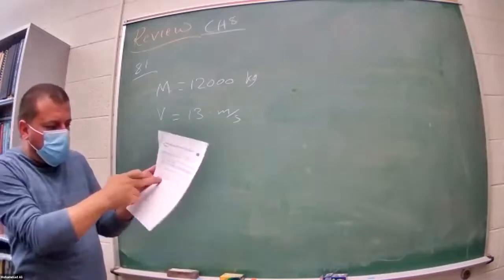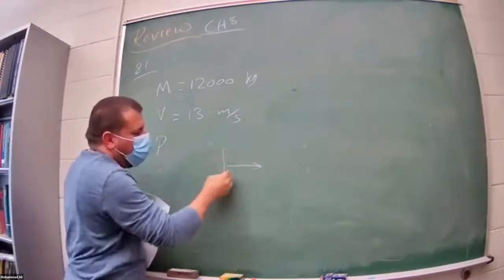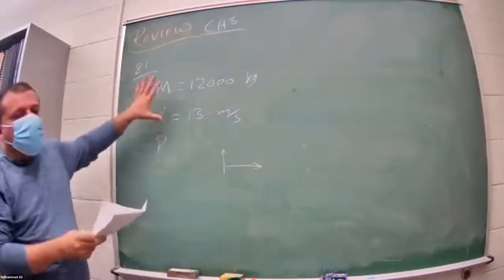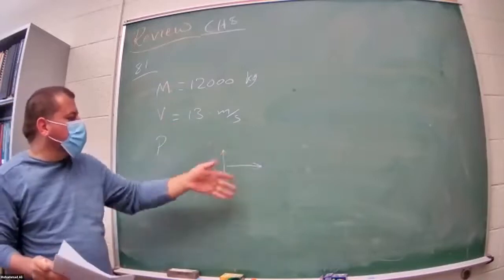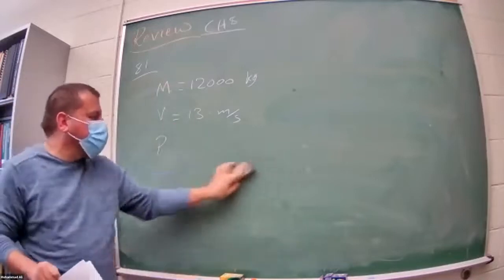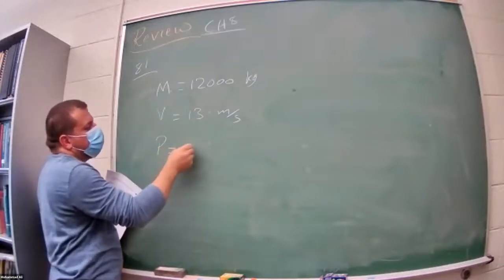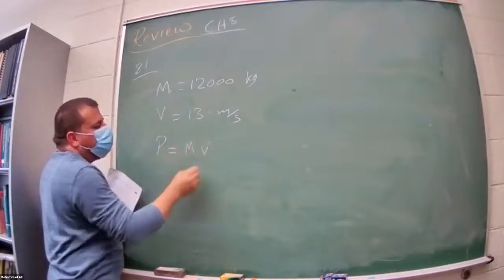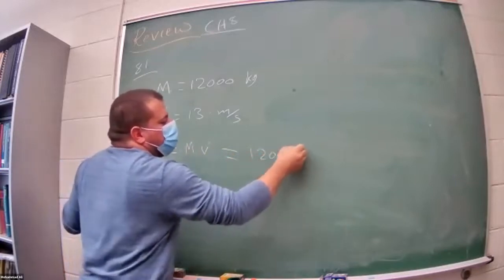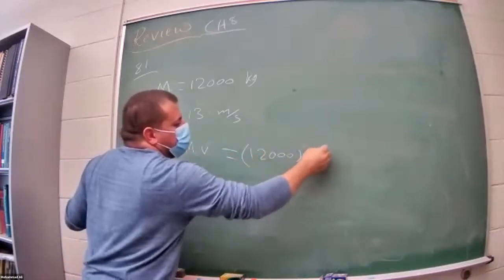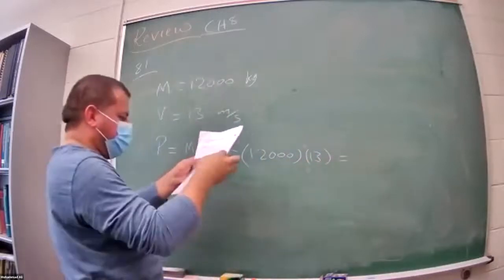We don't have any information if this motion is in X or in Y direction, so we will take it just in one dimension. We can solve it simply as a magnitude. It is mv, which is equal to 12,000 multiplied by 13. This will give us the answer, which is given here.